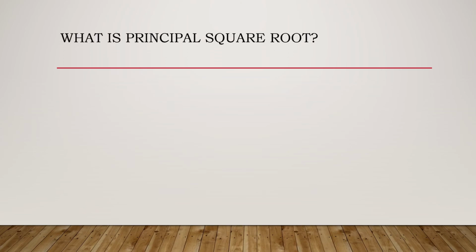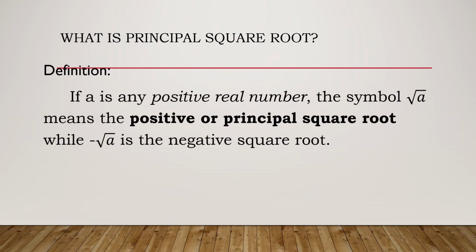Okay, so what is the principal square root? By definition, if A is any positive real number, the symbol square root of A means the positive or principal square root, while negative square root of A is the negative square root.